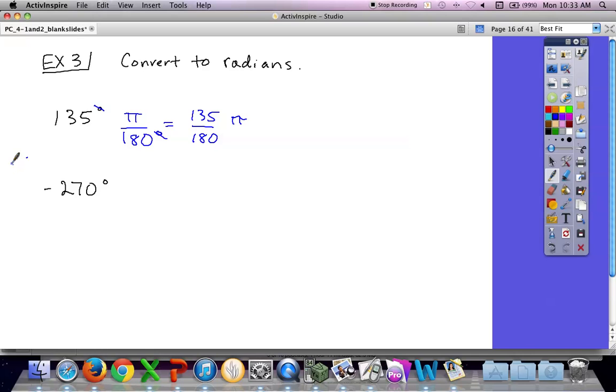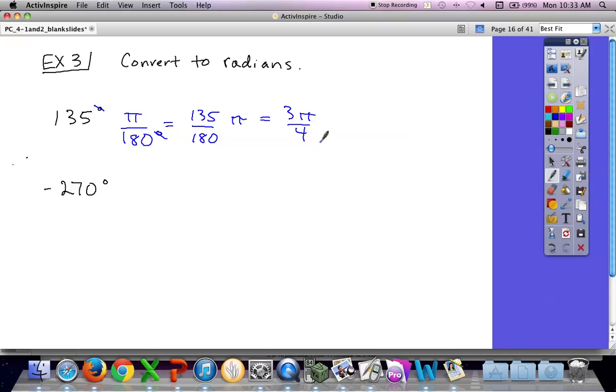Okay, what is the simplified fraction, 135 over 180? And you could put it in your calculator. Math, enter, enter. It's 3/4, right? So this is 3 pi over 4.